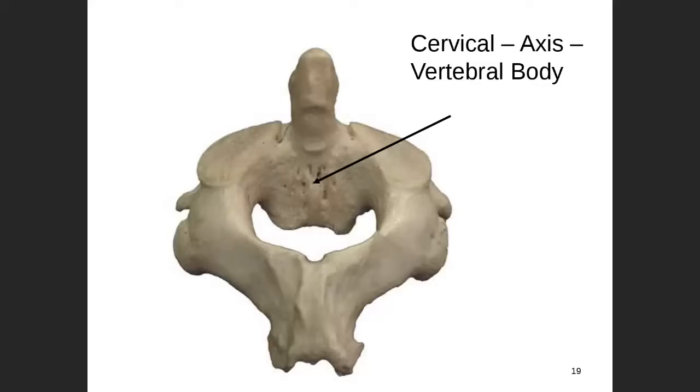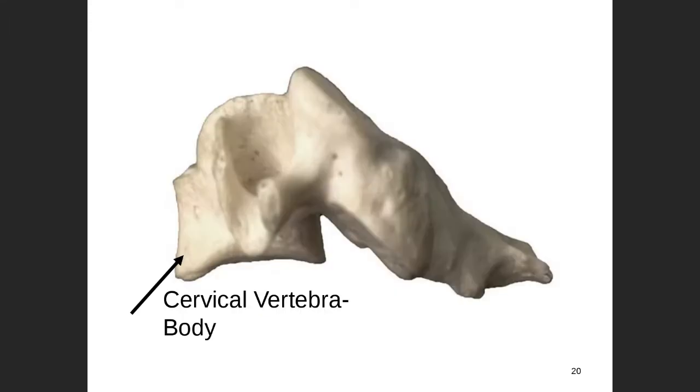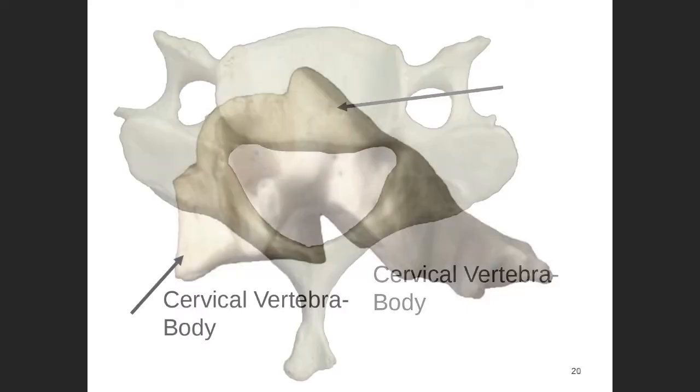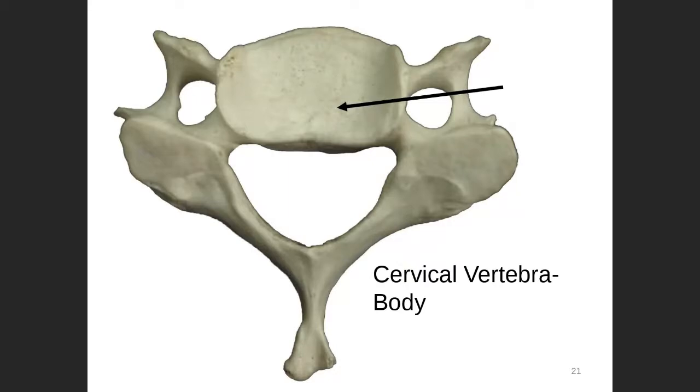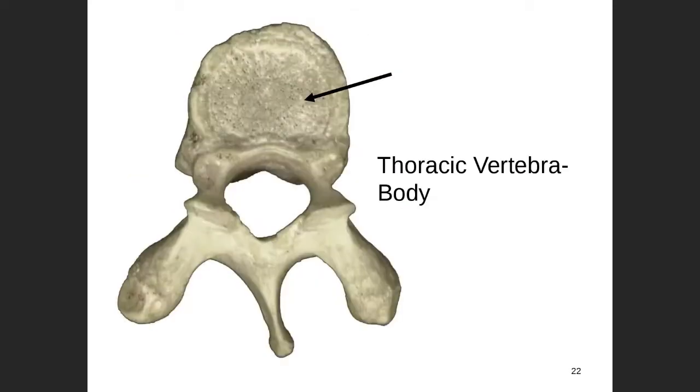Here's the vertebral body for C2, or the axis. That's what the dens sits on top of. It sits right on top of that. Here you can see it from the lateral view. There's the vertebral body for the cervical vertebrae. And here we'll see it from the superior view. We're going to roll through all the different vertebral bodies here. Here's the cervical, here's the vertebral body for the thoracic, and here it is for the lumbar.